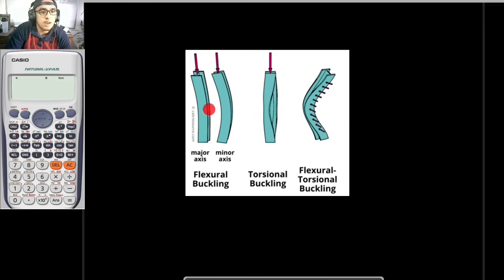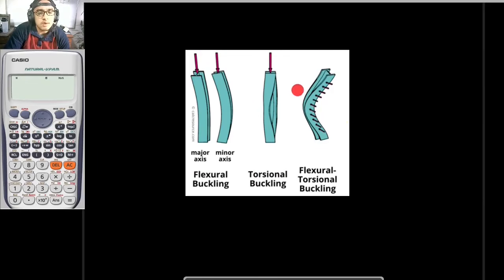So this is the most common failure kasi etong minor axis natin mas madalas is yung mas mahina na axis. So it would bend that way instead of this way. And for torsional buckling, it would twist. And as for the flexural torsional buckling, ito yung combination ng both. So it would be bending flexurally and it would buckle torsionally.